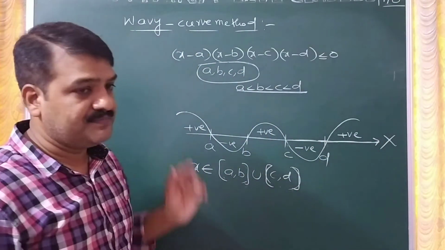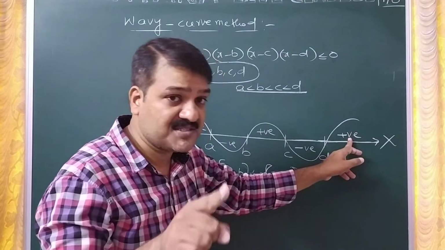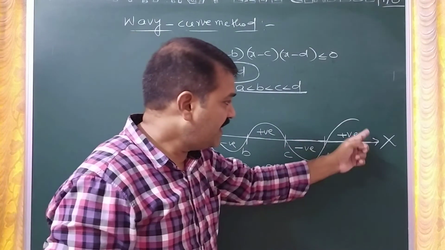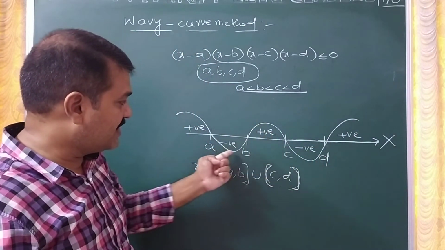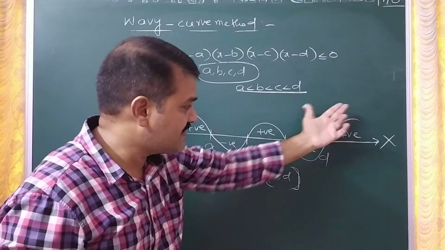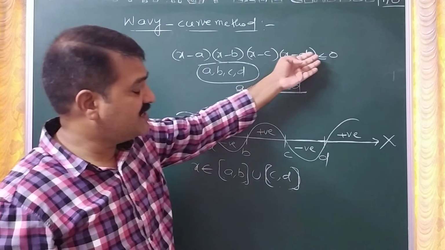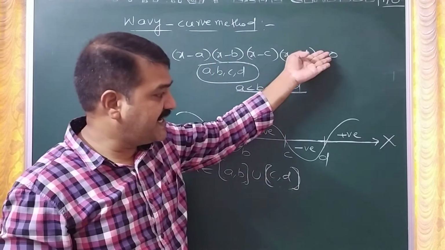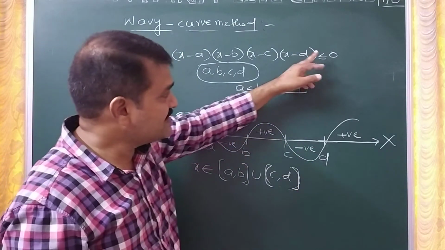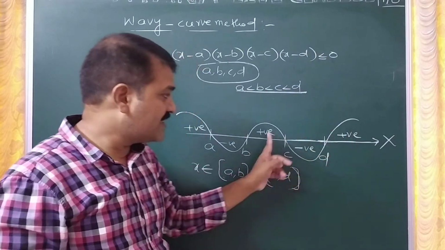Starting from right to left, starting with positive, alternately mark positive and negative symbols like this. And take a curve in the shape of a wave, passing through these critical points, alternately going above and below the axis like this. If the less than symbol is there, this expression must be negative, so see the portions which are marked negative in the figure. If the greater than symbol is there, the expression must be positive, so see the portions which are marked positive.